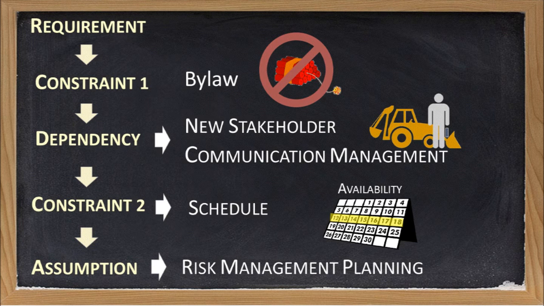This new stakeholder now also imposes new constraints onto our project schedule, as the tractor may only be available for certain periods of time. For planning purposes, we need to make assumptions about how these new constraints and dependencies will impact the overall project plan. And within our risk management plan, we need to consider the possibility that these assumptions we've just made may be wrong, and in doing so, we identify potential new risks to the project.